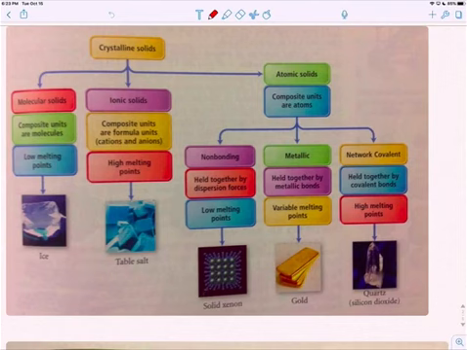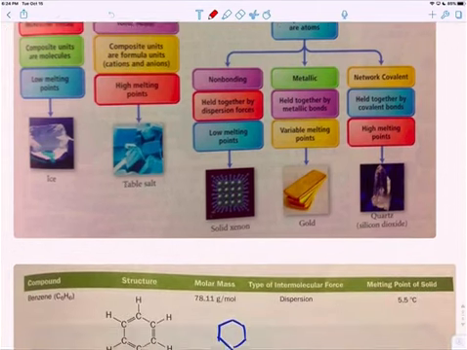Then network covalent. These are things held together by covalent bonds. So diamond is one, or graphite. Both of those are covalent network for carbon. So silicon dioxide has the SiO4 tetrahedron network. These have very high melting points. So again, this is the attraction within the molecule there.